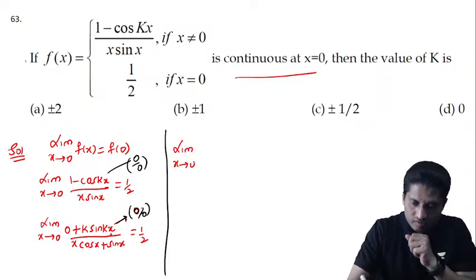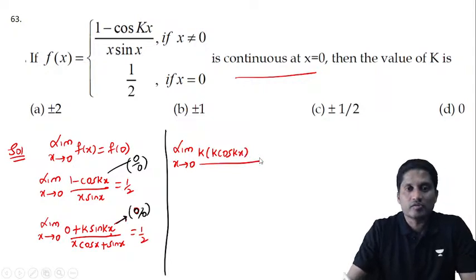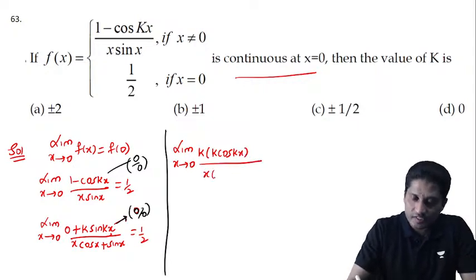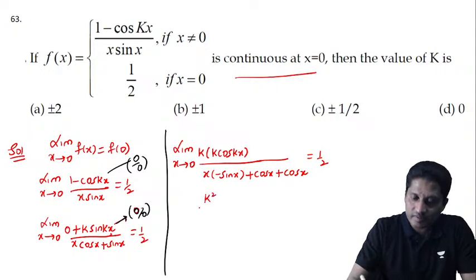Limit x tends to 0, k into differentiation of sin kx is k cos kx. And the denominator is u into v. First function is x, differentiation of cos is minus sin, plus second function is cos, and differentiation of x is 1, and differentiation of sin x is cos x, equal to 1 by 2. Now if x is tending to 0, you will get this as k square divided by, this is cos 0 which is 1, cos 0 which is 1, and that's equal to 1 by 2.